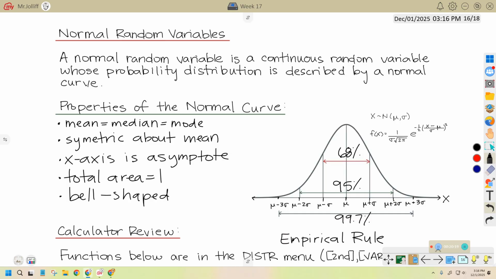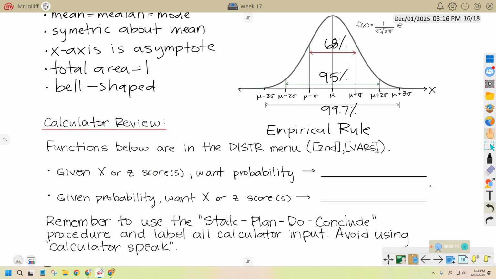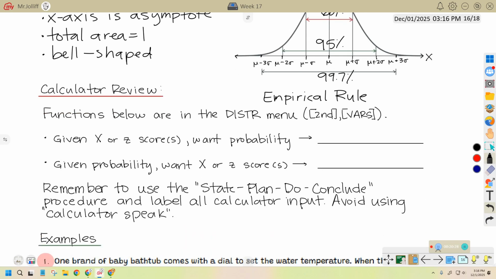All right, calculator review. I trust all of my wonderful stat students have their calculator out. Nod your head yes. We are looking at a distribution, a probability distribution. So we are in the distribution menu, which is second vars. Good. We have two functions that we use for normal distributions. One of them takes boundary values, x or z, and it finds probability. Does anybody remember which function under second vars defines probability? It is normal CDF. Very good.